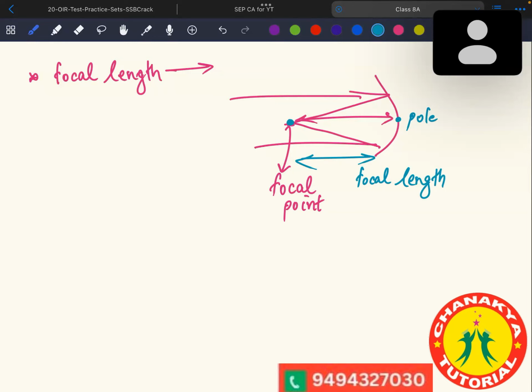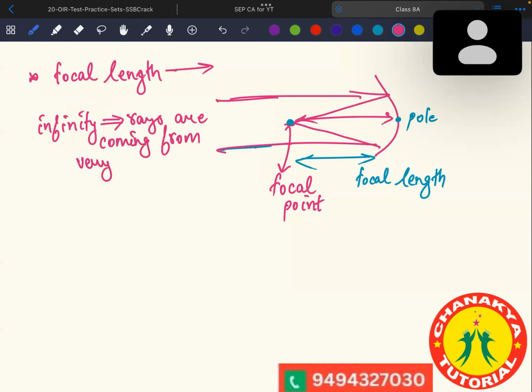Okay. And all the rays which are coming from infinity, so these rays are coming from infinity. What do you mean by infinity? That at a very large distance. So whenever you say infinity, that means the rays are coming from a very large distance.